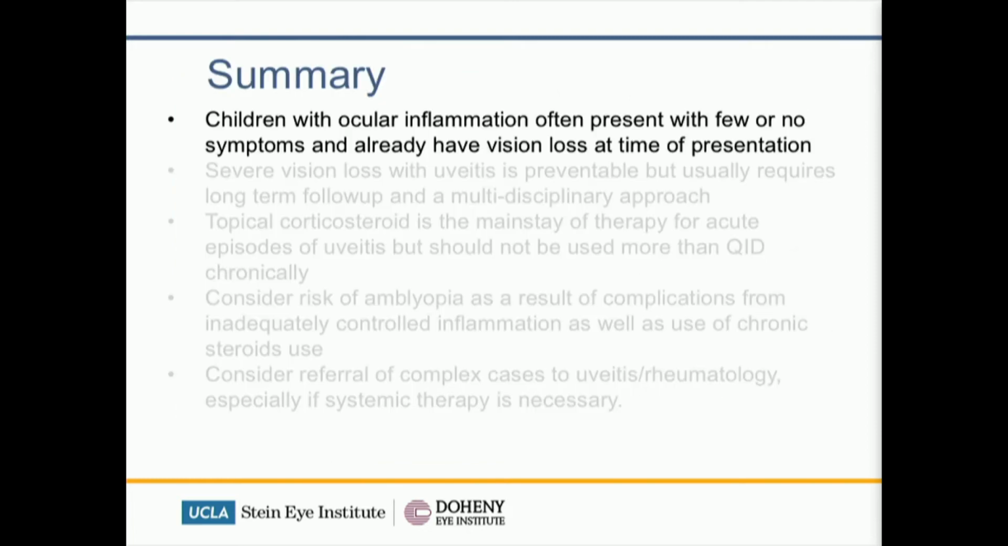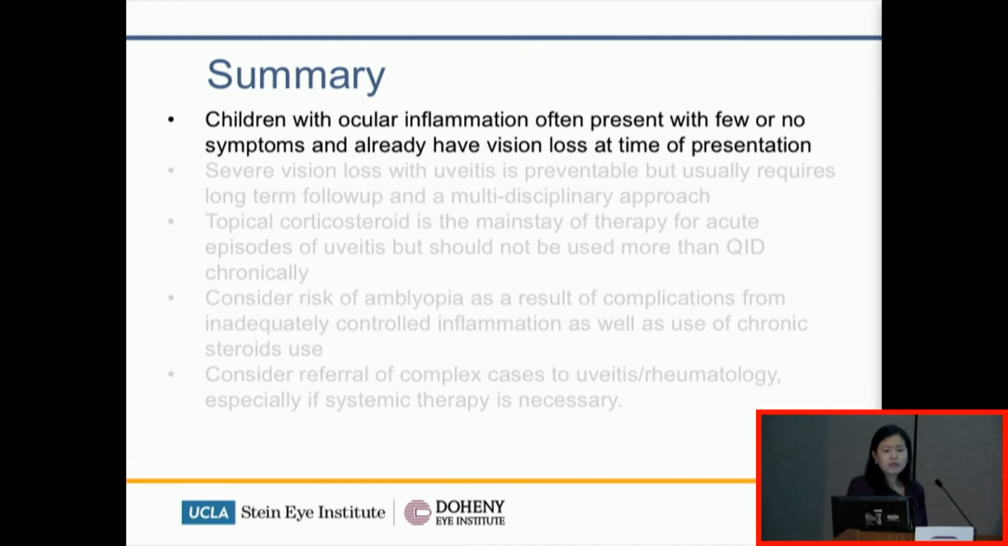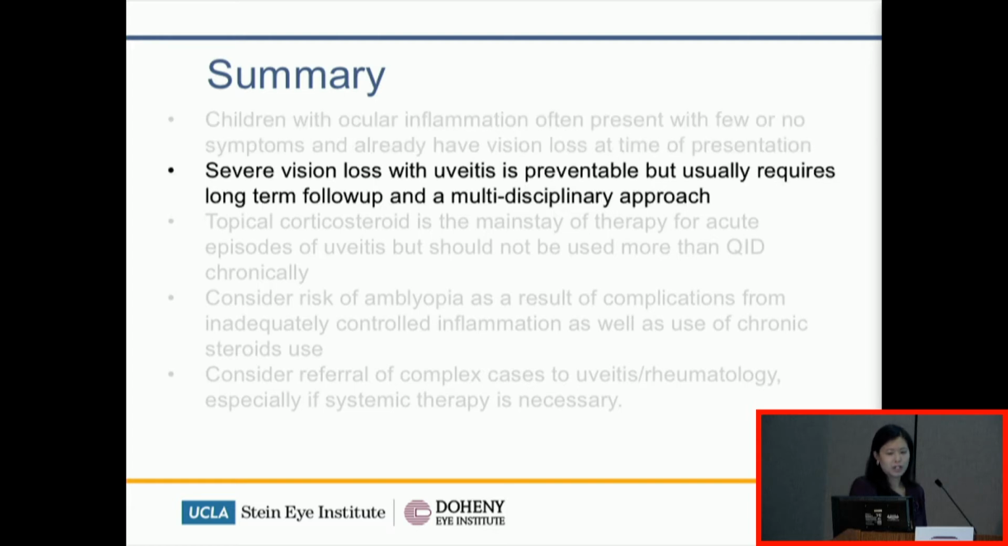And of course, don't forget the routine general ophthalmologic care for these kids, like refraction and wearing polycarbonates, especially for monocular children. So don't lose the forest for the trees. So in summary, children with ocular inflammation often present with few or no symptoms and already have vision loss at the time of presentation.